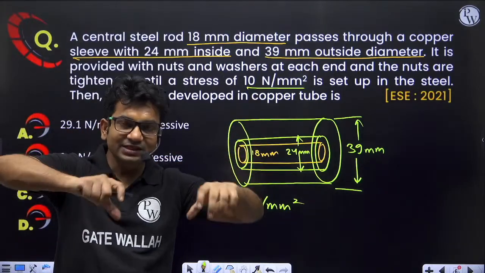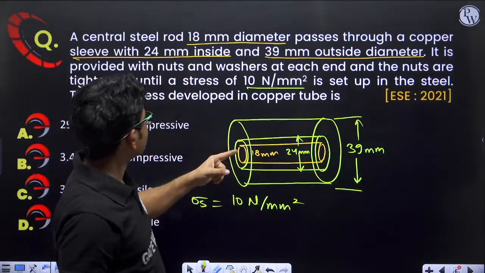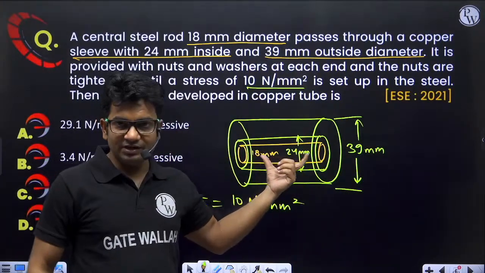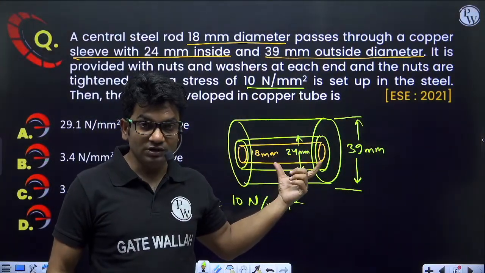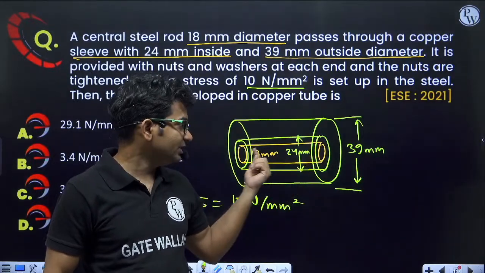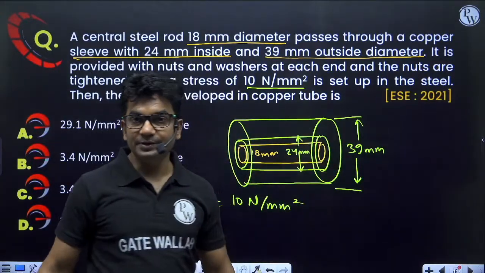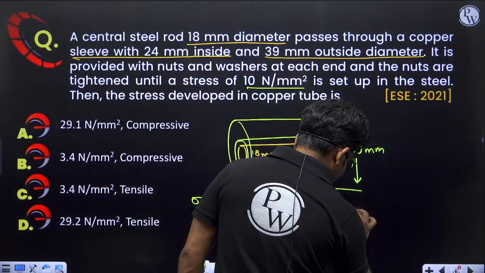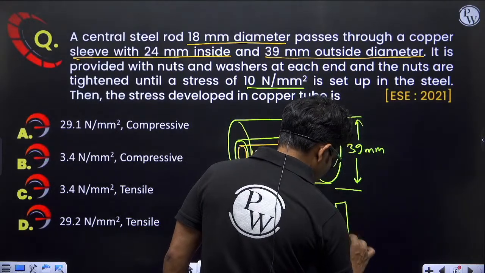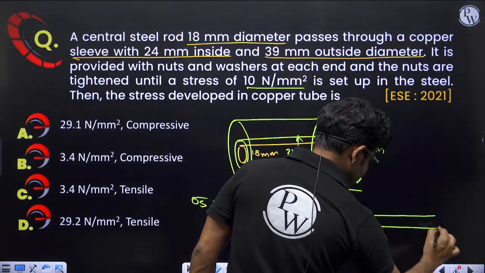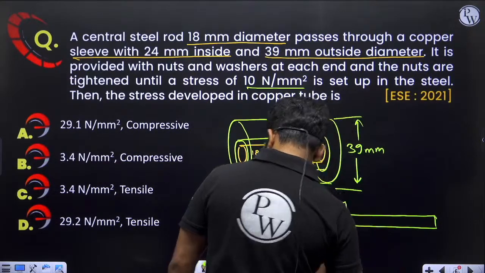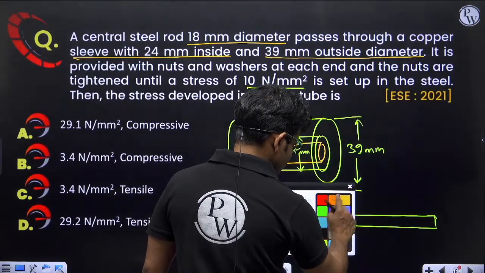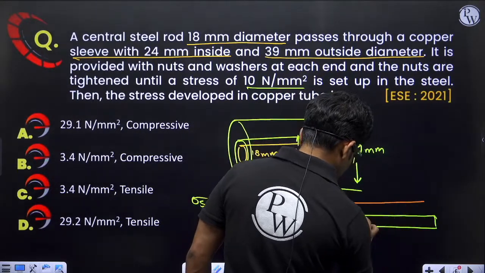So if we tighten the nut, what will happen? The steel will be having tensile load. Tensile stresses will be introduced in the steel, and compressive loads will be in the copper washer. So the arrangement is something like this. If we draw a 2D figure, this is the steel, and this is the copper sleeve.